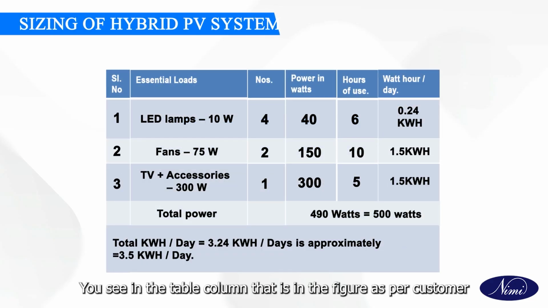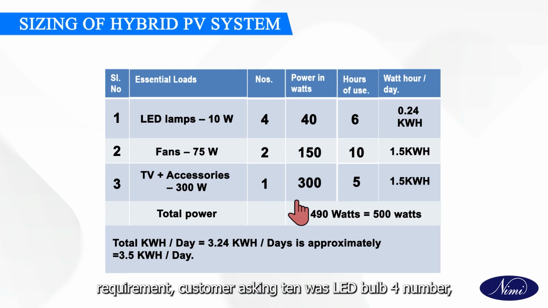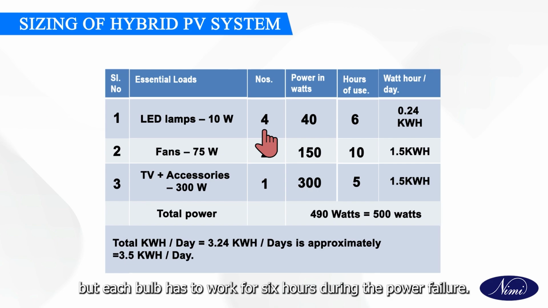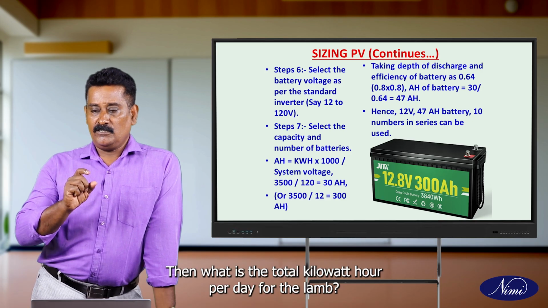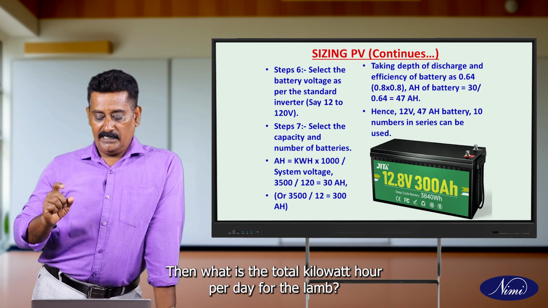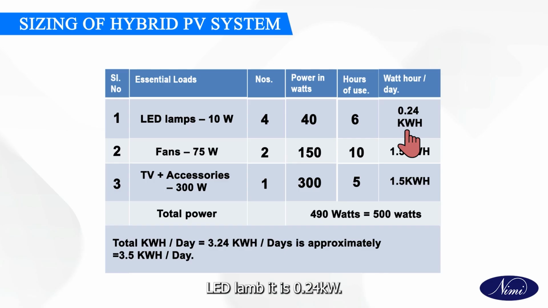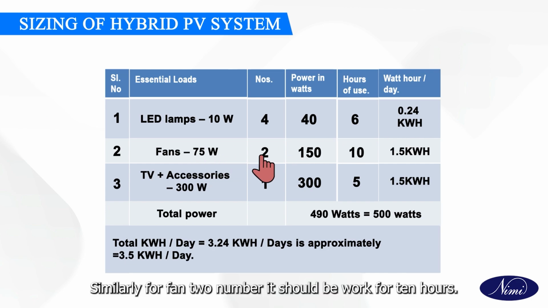Okay, you see in the tabular column, that is in the figure, as per customer requirement, the customer is asking for 10 watts LED bulb, 4 number, but each bulb has to work for 6 hours during the power failure. Then what is the total kilowatt hour per day for the LED lamp? It is 0.24 kilowatt hours. Similarly, for fan 2 number, it should work for 10 hours.